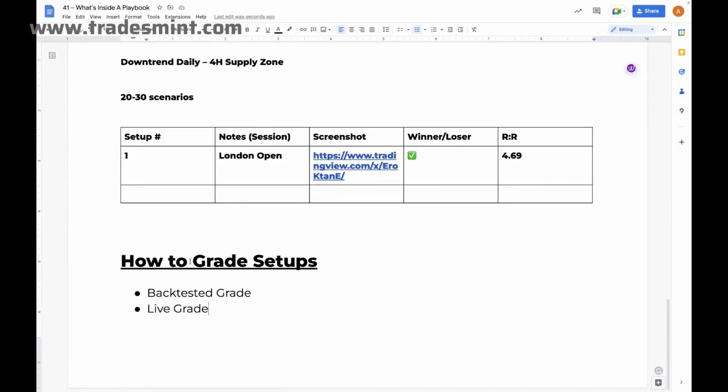Then the second step would be to tag your live trades. I'm going to show you how you can do it in FTMO. You can do it in most software. But you tag your live trades and then you tag them with the name. So we say downtrend or daily decline 4-hour supply. Okay, so we go and tag all of the setups with the proper name from the playbook.